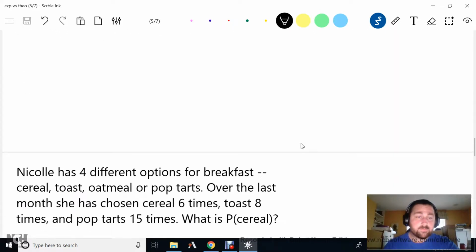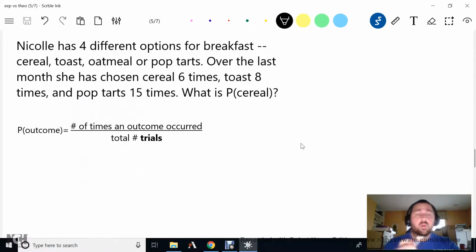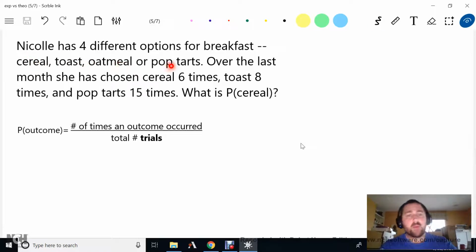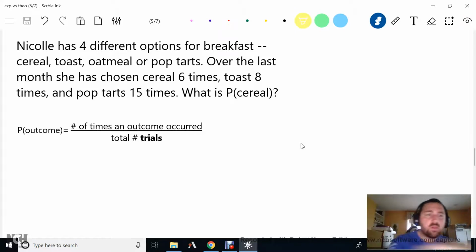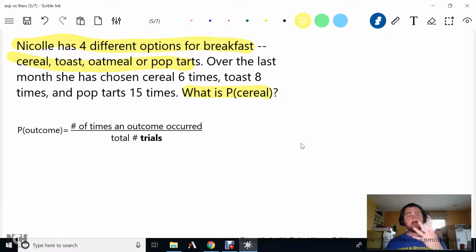Here's another example. Nicole has 4 different options for breakfast. She has cereal, toast, oatmeal, Pop-Tarts. Over the last month, she has chosen cereal 6 times, toast 8 times, and Pop-Tarts 15 times. What is the probability that she chooses cereal? So if we didn't have this past data, if we only had this part of the scenario, and it said, what is P(cereal)? We would probably say, oh, well, it's 1 out of 4, because there's 4 options, and one of them is cereal.